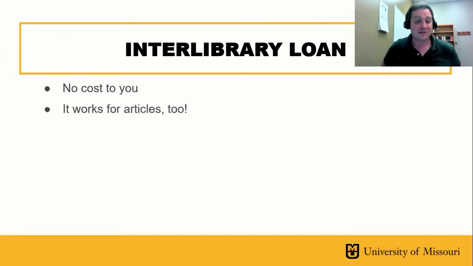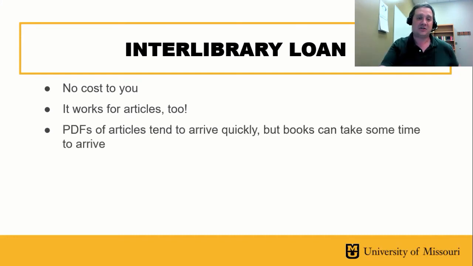It works for articles. So while you can retrieve books that are held in other places, also, if places have subscriptions to journals or have copies of journals and they have an article that we don't, we can get that article for you as well. And that's really the thing that helps fill in the gaps when we have to cancel subscriptions to journals or databases. We can still get those articles for you through Interlibrary Loan, and it doesn't take too long. PDFs of articles tend to arrive very quickly, and I say very quickly, give it a day or two.